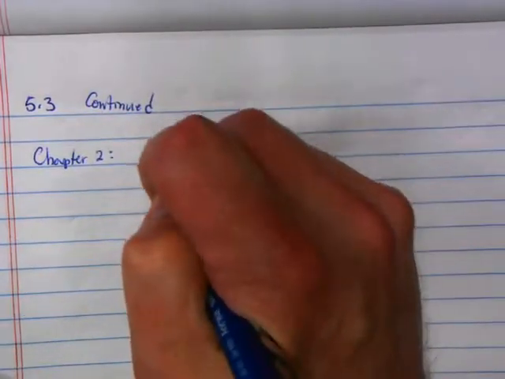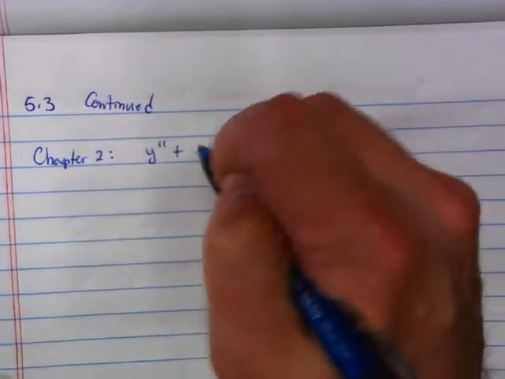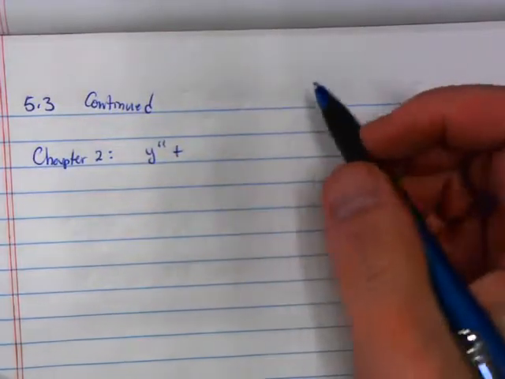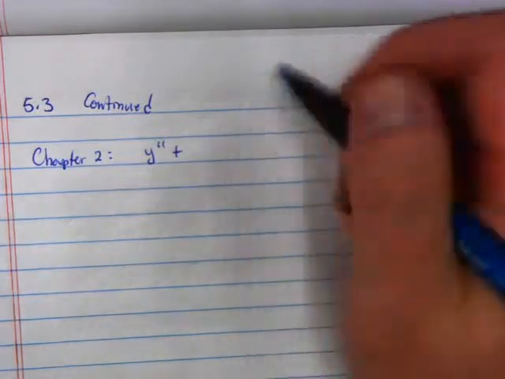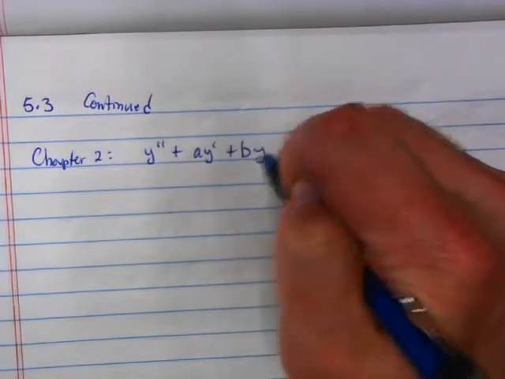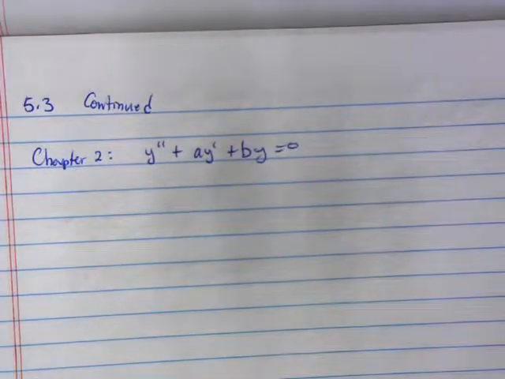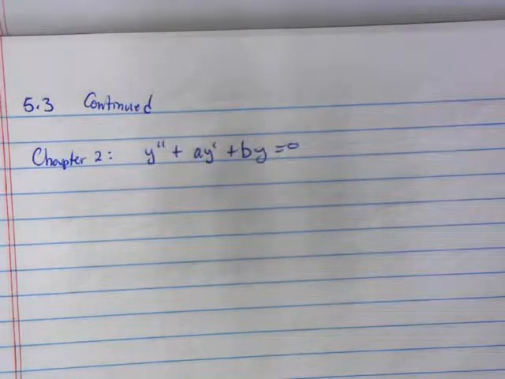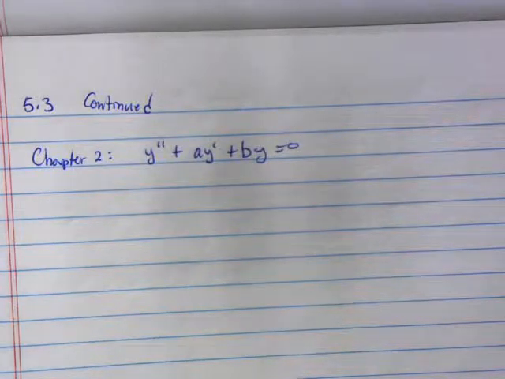All right, do you remember back in chapter 2? We were solving things like y double prime plus ay prime plus by equals 0. And we had a whole bunch of theorems that said things like, how many solutions do you need to find? Two. Why do you need to find 2 solutions? Because it's a second order equation.